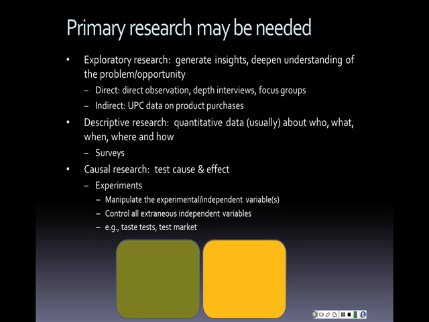So that would be descriptive research. You know generally what things you want to measure, but you want to quantify how much they matter, to whom, etc. Then the third type of research is causal research. In causal research, we're actually looking to see if one variable causes another variable.